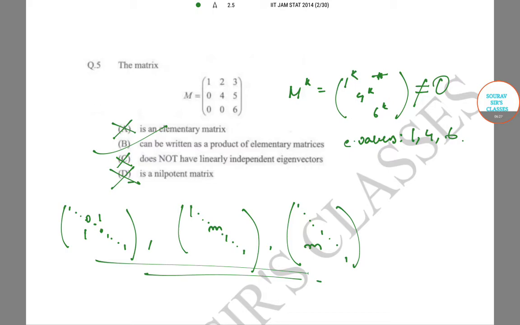So by process of elimination it can be written as a product of elementary matrices, and B is our correct answer. Now we will move on to the next problem.